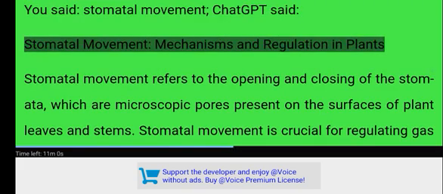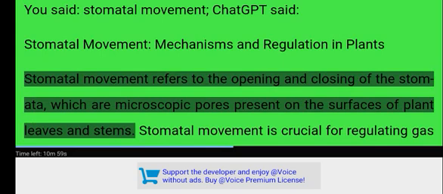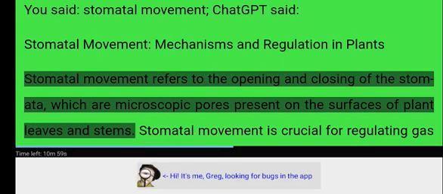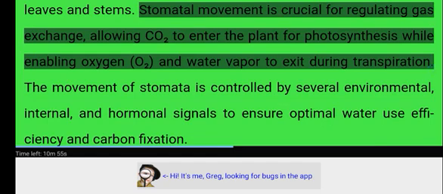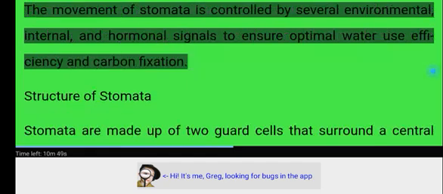Stomatal movement, mechanisms and regulation in plants. Stomatal movement refers to the opening and closing of the stomata, which are microscopic pores present on the surfaces of plant leaves and stems. Stomatal movement is crucial for regulating gas exchange, allowing CO2 to enter the plant for photosynthesis while enabling oxygen, O2, and water vapor to exit during transpiration. The movement of stomata is controlled by several environmental, internal, and hormonal signals to ensure optimal water use efficiency and carbon fixation.